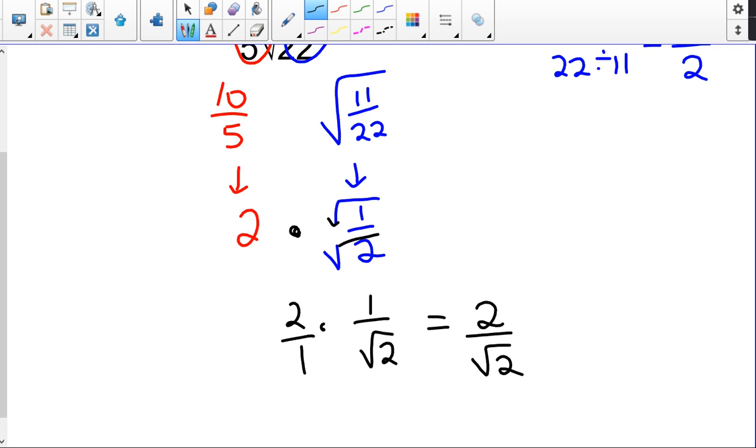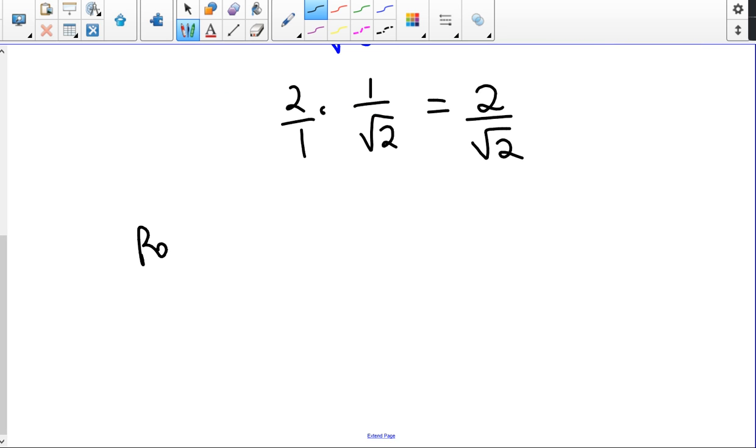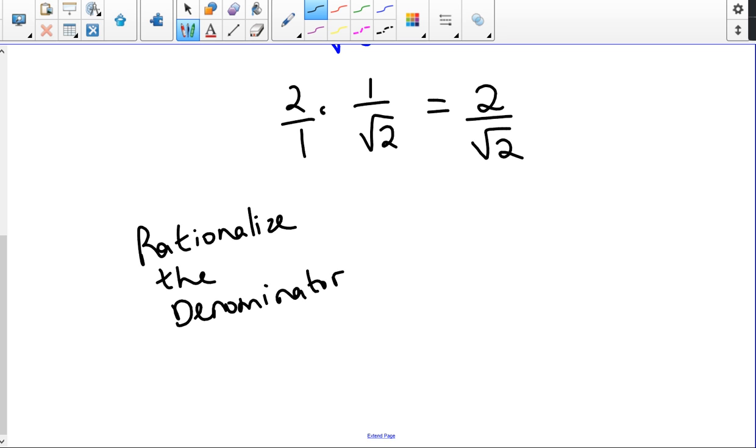Now we're not done because we're not allowed to have a radical on the bottom of the fraction. We have to now rationalize the denominator. That means we want the denominator, the bottom of the fraction, to be rational. Okay, square root of 2 is not rational because it's not a perfect square inside the root. It's a long decimal. We don't like to have that on the bottom. We just are okay with having a square root on the top.